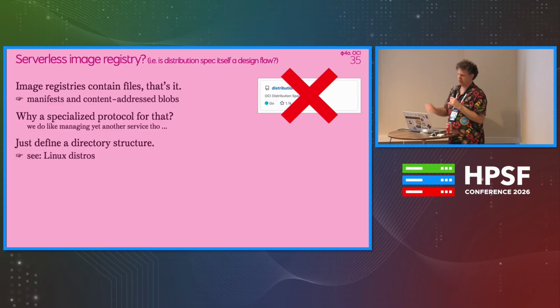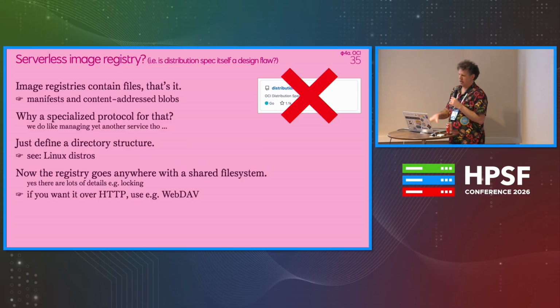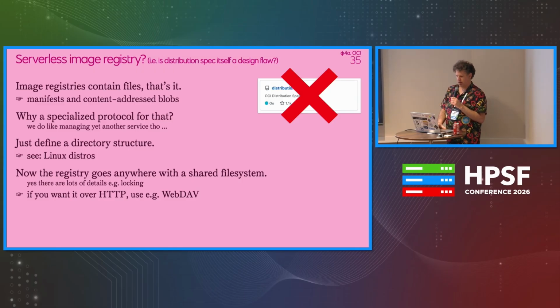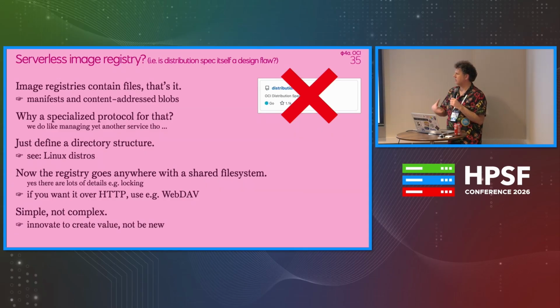But why don't we just define a directory structure? Linux distributions do this to distribute their packages. If we do it that way, now the registry can live anywhere with a shared file system. Now there are details, so locking is going to be a thing. This type of thing is always more difficult than you think it might be. But this is a powerful concept. Now we're back into something that already exists, and we know how to use it. You can even do it over HTTP if you want. Getting back to simple, not complex. Let's create value, not new stuff.